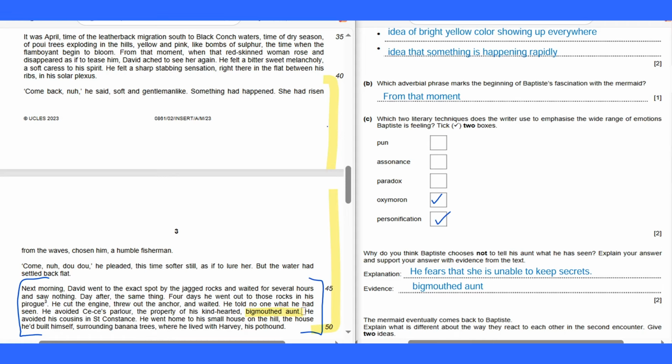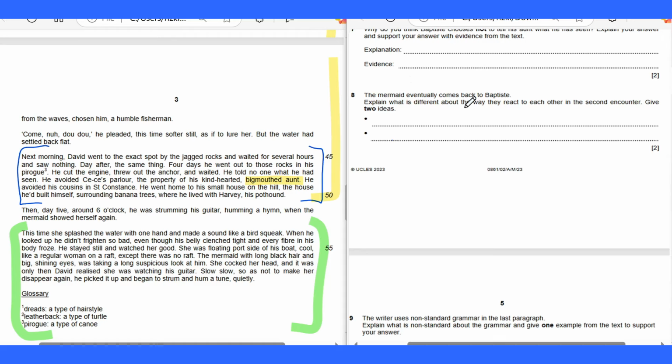Okay, let's move on. The mermaid eventually comes back to Baptiste. Explain what is different about the way they react to each other in the second encounter. Give 2 ideas. Okay, we see the answer from the paragraph after that, that is in the green section. 10 seconds.